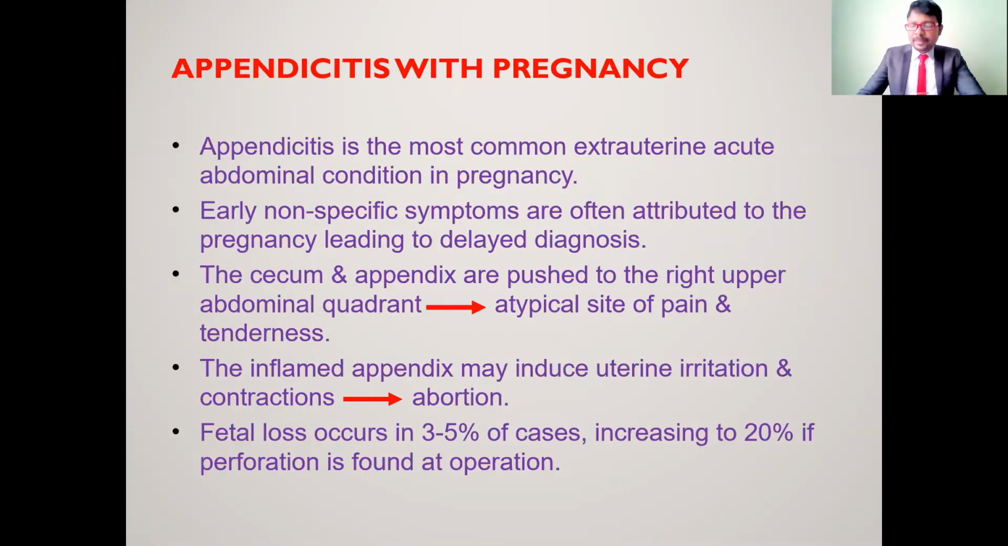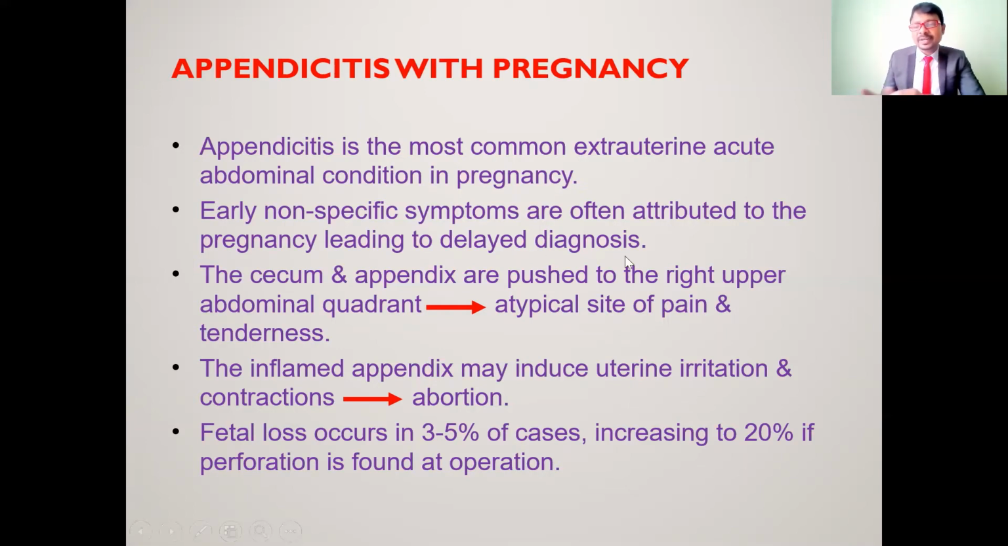Another important point about appendicitis is that it may occur in pregnancy also. Sometimes we may miss it because of other complications. Appendicitis is the most common extrauterine acute abdominal condition in pregnancy. Early non-specific symptoms are often attributed to the pregnancy, leading to delayed diagnosis.